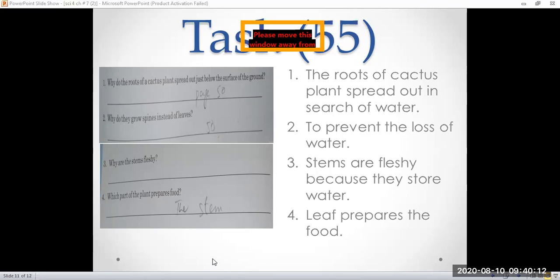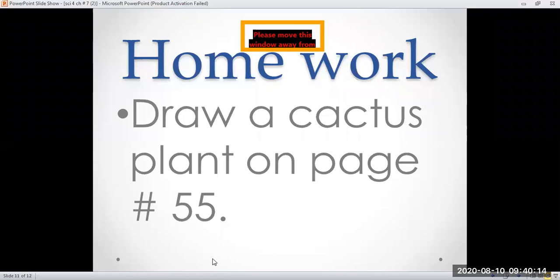So students, again here is your homework. I am going to repeat: on the task, draw a picture of a cactus plant. You are going to draw it on page number 55 on the given box. So this is your home task. And any more questions?